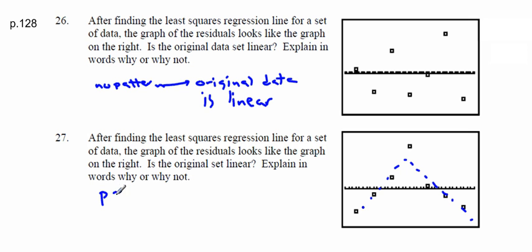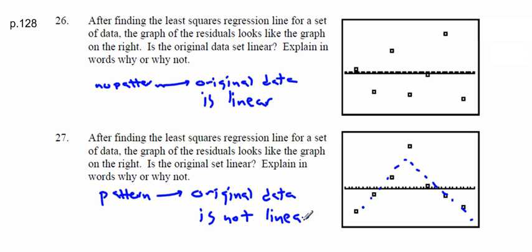So since we have a pattern here, that tells us that the original data is not linear, or nonlinear. Meaning instead of putting a line through our data, we should probably put something else, like some kind of curve through our data.